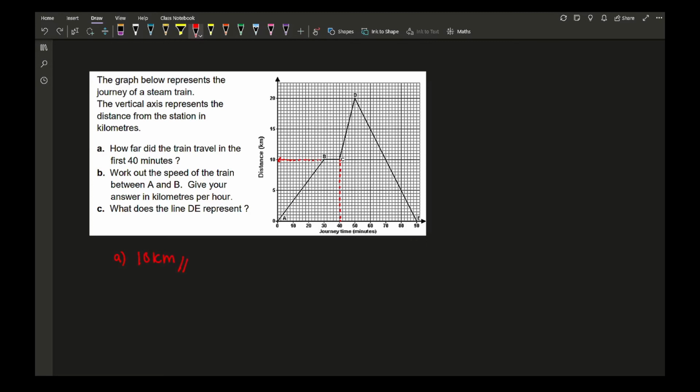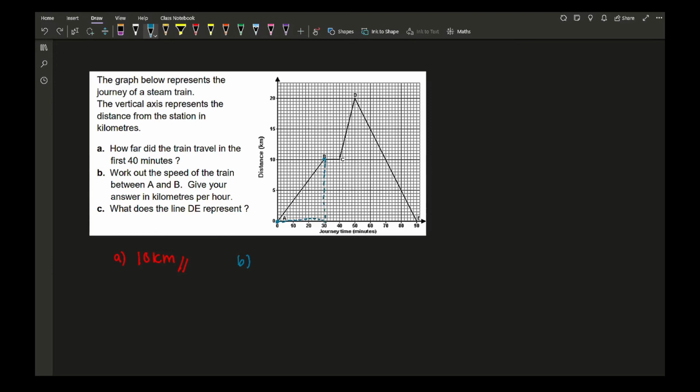And then for B, it says work out the speed of the train between A and B. So again, if I rub out those lines so it's not confusing, let's pick a different colour. For A to B, which is from this point here to this point here, again I draw my right angle triangle between those points.